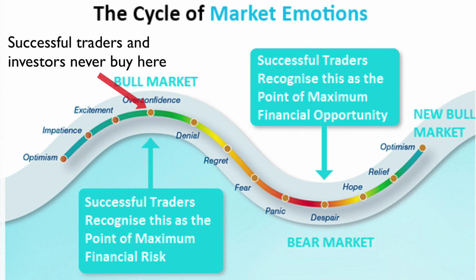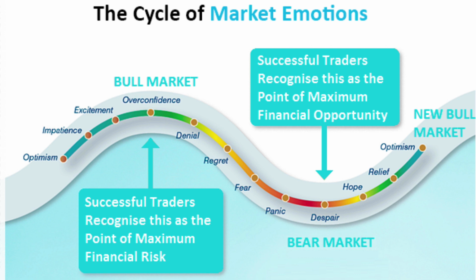And then finally, there's the denial, the regret, the fear, the panic, and the despair when the price just goes down, down, down. And that is the bear market. And like this says, successful traders recognize this as the point of maximum financial opportunity. So the point of maximum financial opportunity for Bitcoin was around $3,200.